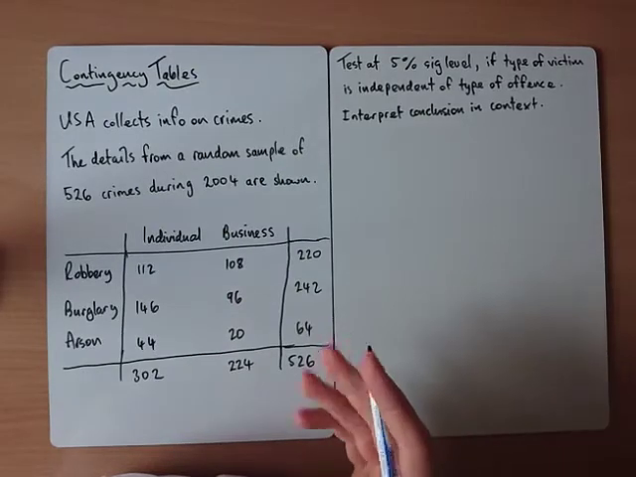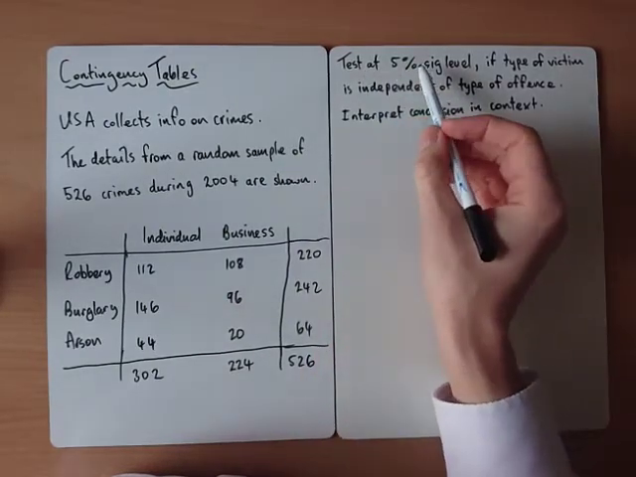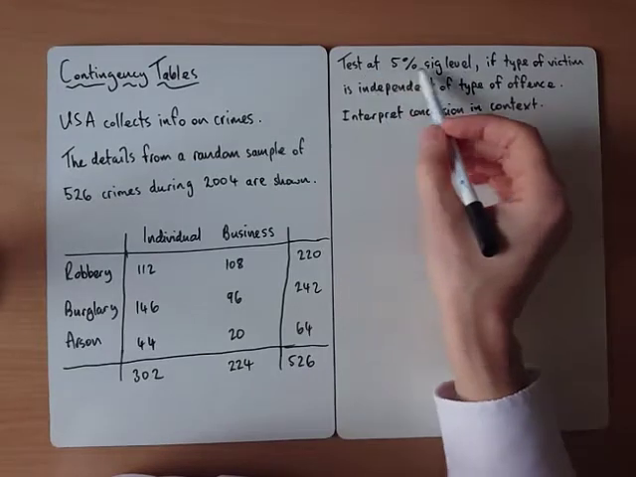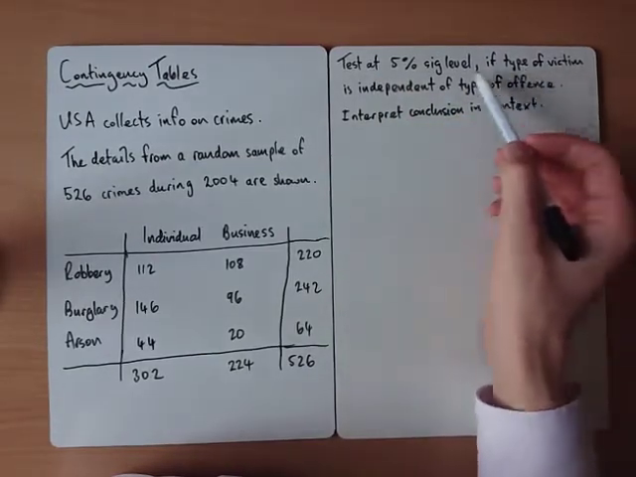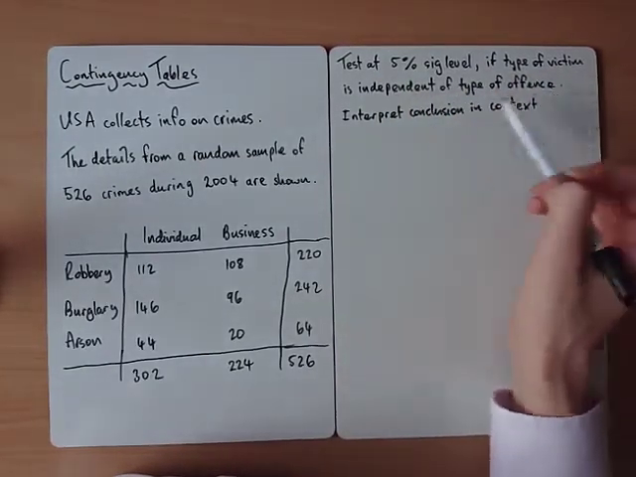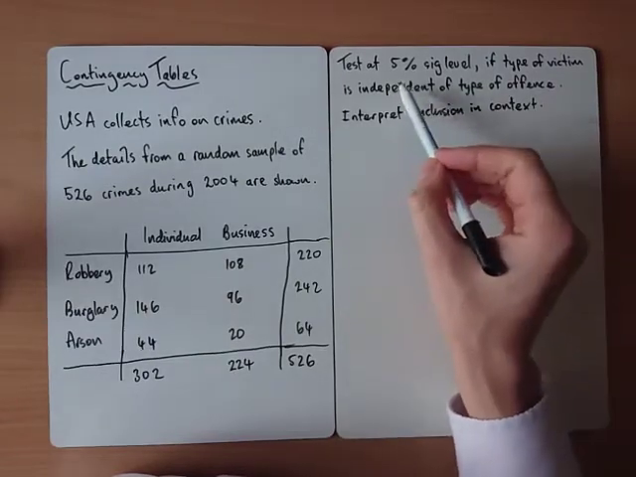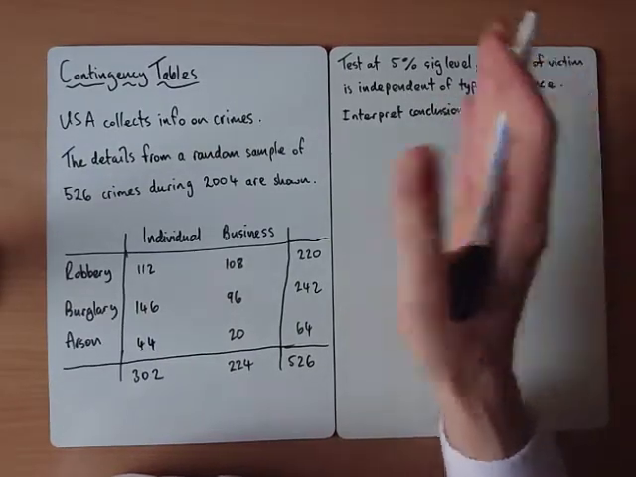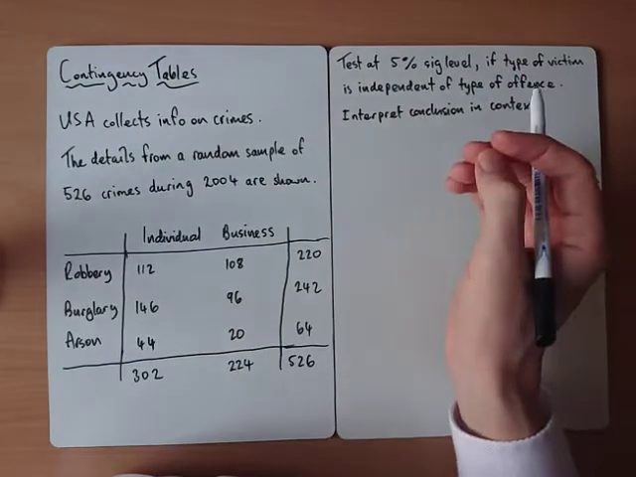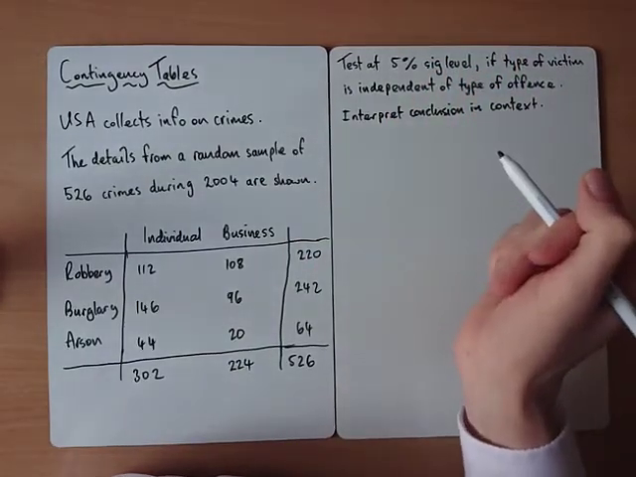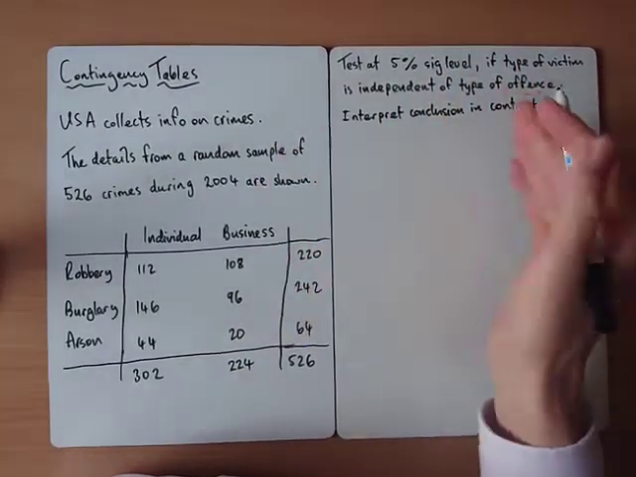And there's two ways it can be asked. If you look at this question, it says test at the 5% significance level, we'll get onto that a bit later, if the type of victim is independent of the type of offence. When we're saying that it's independent, what that means is there's no association between the two things. So there's two ways that we can word this. It might say test for an association, it might say test for independence.